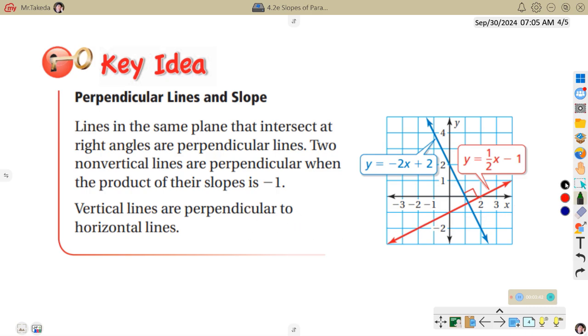Perpendicular lines. Now here's where things get a little trickier. Perpendicular lines, of course, are lines that meet at a right angle. They cross at 90 degrees. Let me read this sentence first: two non-vertical lines are perpendicular when the product of their slopes is negative 1. So what is that going to mean? The slopes are going to be opposite and reciprocal.